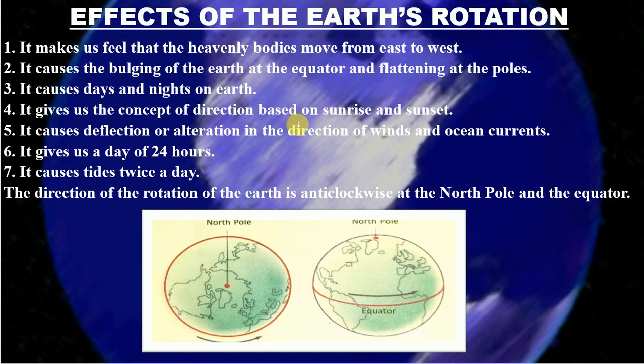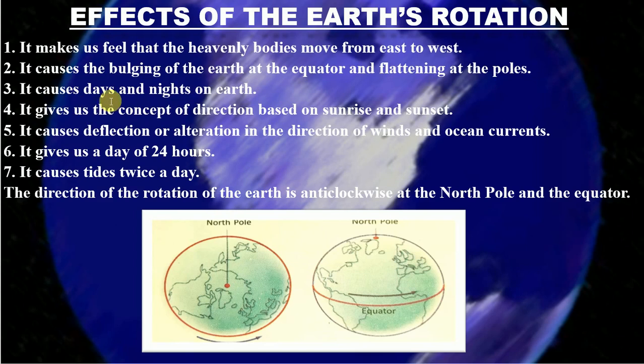The first one: it makes us feel that heavenly bodies move from east to west. We have already discussed and imagined how the earth actually moves. Other things are not moving. The sun is not moving around the earth. And this rotation causes the bulging of the earth at the equator and flattening at the poles.